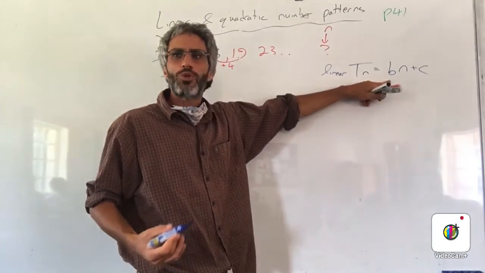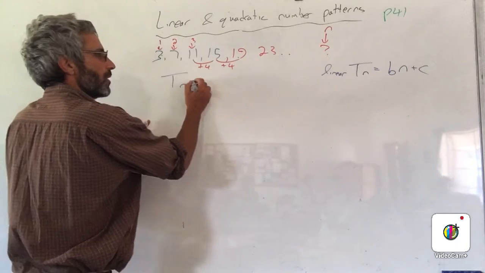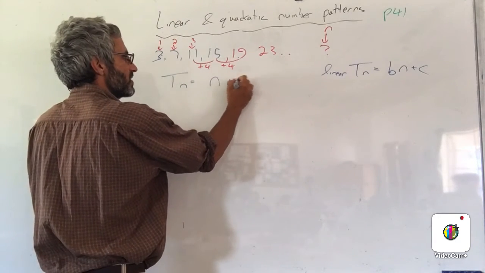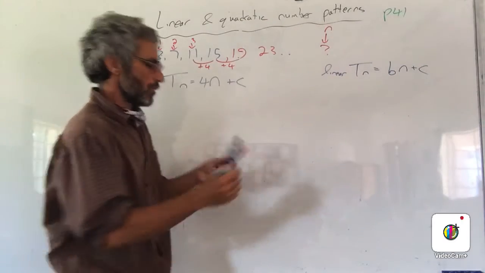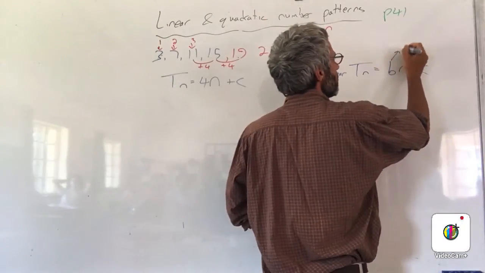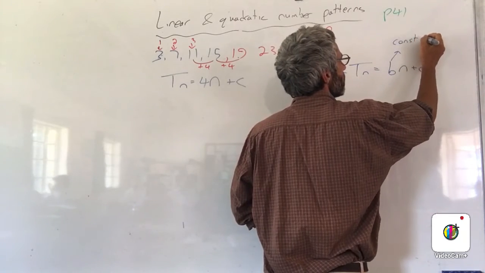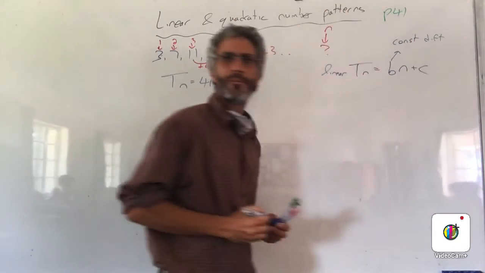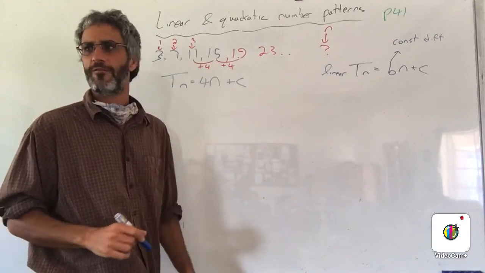What is b? How do you know what b is? What will be the b here? It's something to do with n plus c. What must I multiply n by? 4. By 4. Okay, so in other words, b is your constant difference. If it's plus 4, it will be 4. If it's negative 3, it will be negative 3.